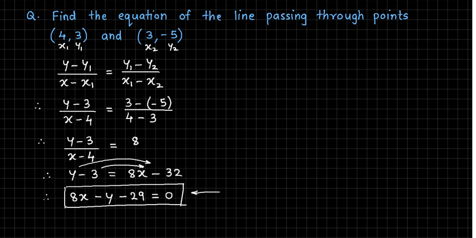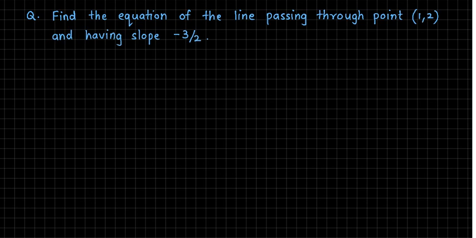Let's go ahead and solve another example. Now here we have to find the equation of a line passing through a point (1, 2) and having the slope as -3 by 2. So if you see, we have been given just one point and the slope. So as the name suggests, we have to use slope point form, right? Because we have been given that information. If you recall, what's the slope point form? That is y minus y1 is equal to m into (x minus x1), correct? Where m is the given slope and (x1, y1) is the given point.